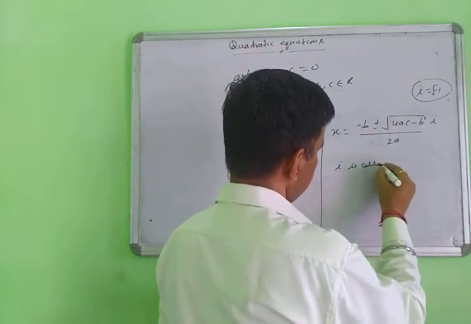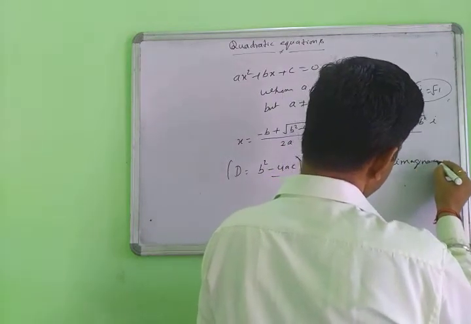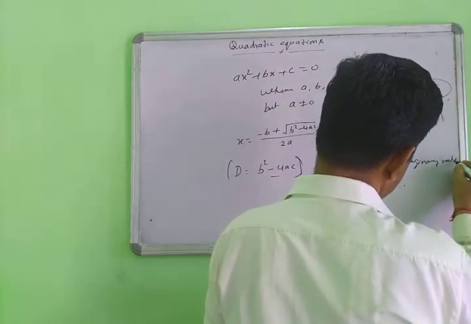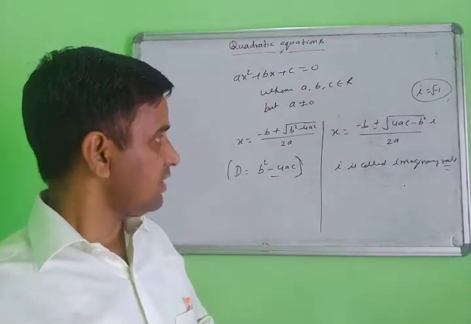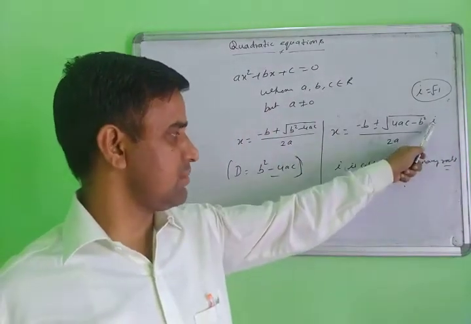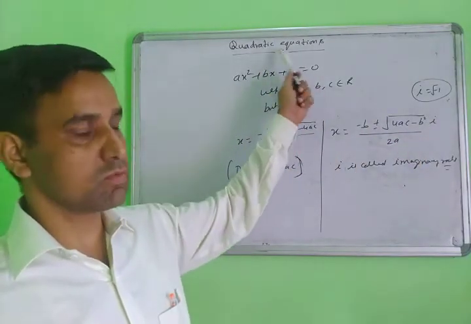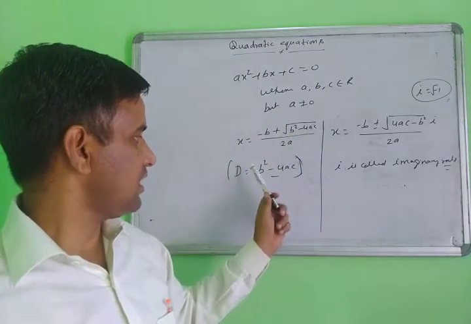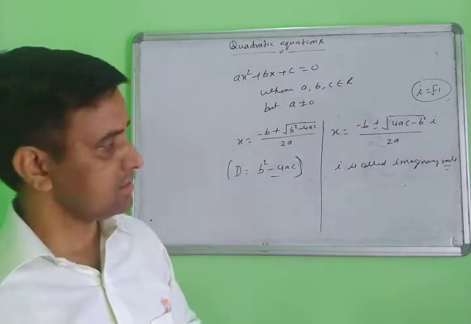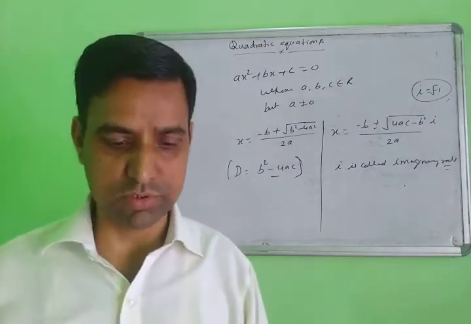Iota is called the imaginary unit, and this part is called the imaginary part. So how do we find the roots of this quadratic equation? According to this way: find the value of D and then you can write the imaginary roots. Yes, note it down, then the next portion.